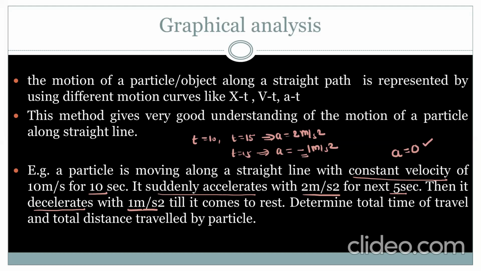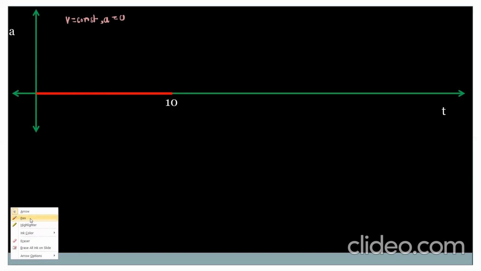By using the graph. So the first graph is for acceleration and time. So consider the first 10 seconds. For the first 10 seconds, velocity is constant. So when velocity is constant, the acceleration value will be 0. So this is the 0 acceleration. After 10 seconds, for 10 to 15, the particle suddenly accelerates, having the acceleration 2 meter per second square.